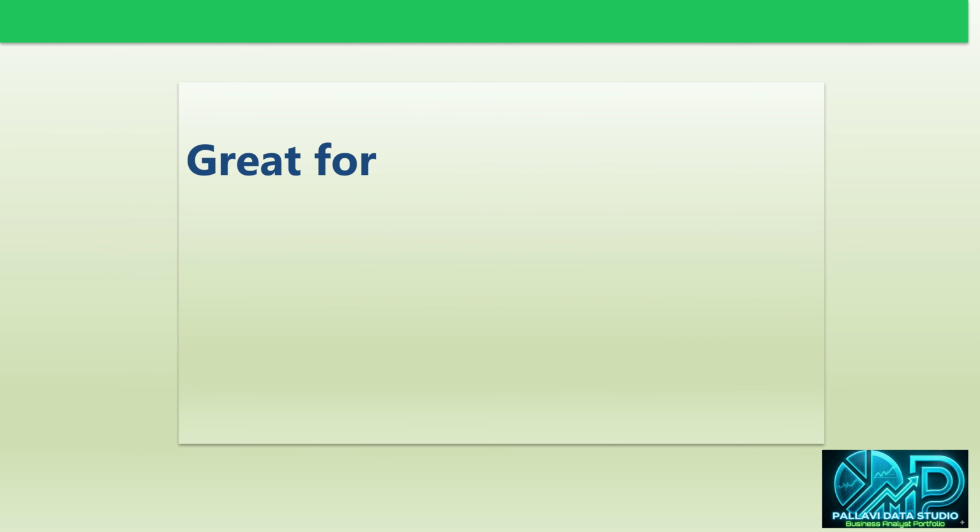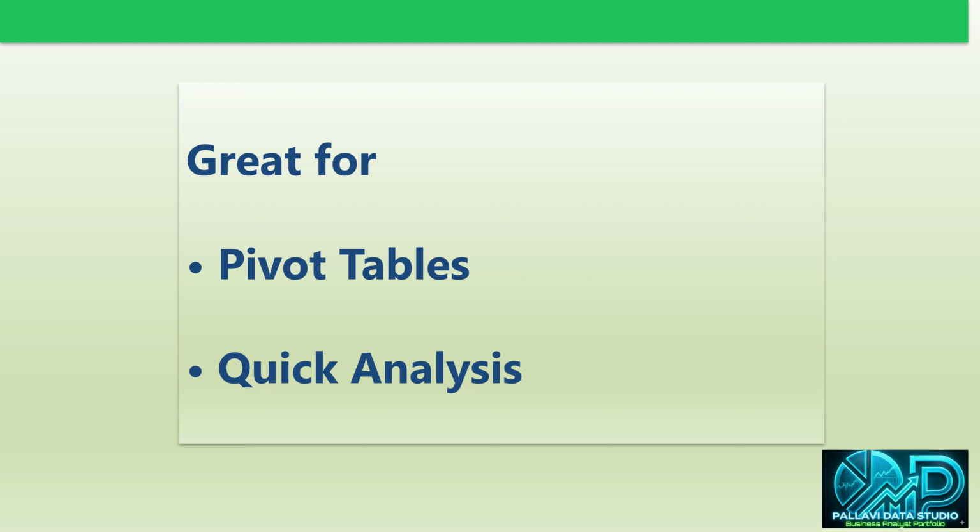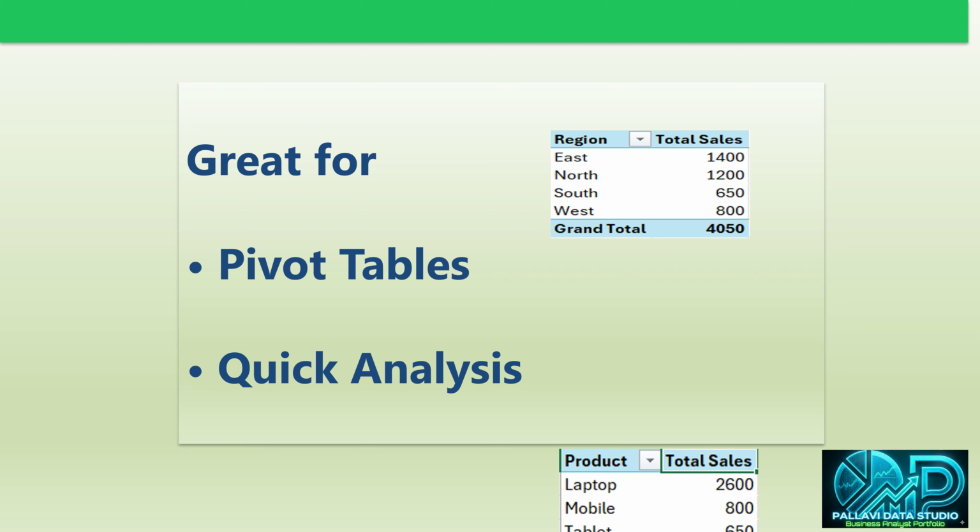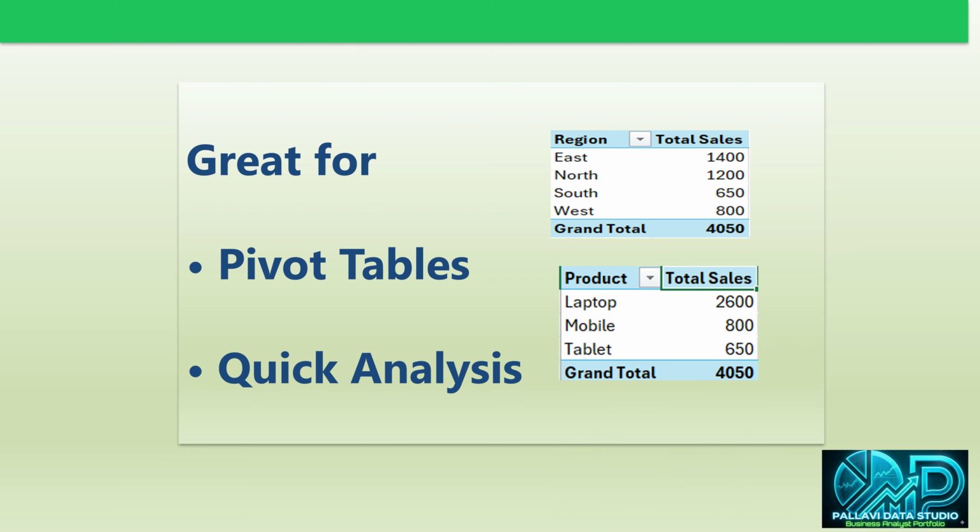One of the most powerful features of Excel is something called pivot tables. Pivot tables allow you to summarize and analyze large amounts of data quickly. For example, you can calculate total sales by region, identify top-selling products, or analyze monthly revenue trends.